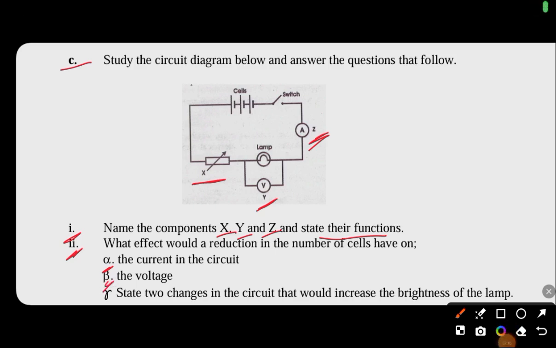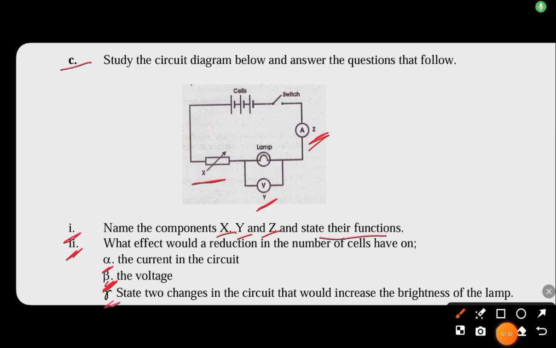For alpha, the current in a circuit when the number of cells is reduced, the current will decrease. This is because the current in a circuit depends on the voltage provided by the cells and the resistance in the circuit. With fewer cells, there's less voltage to drive the current, resulting in low current. The voltage will also reduce. Each cell provides a certain amount of voltage, so reducing the number of cells will reduce the total voltage available in the circuit. A decrease in voltage leads to a corresponding decrease in electrical potential difference across the circuit.